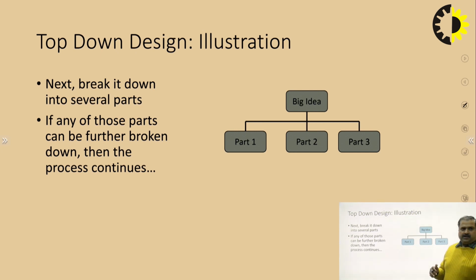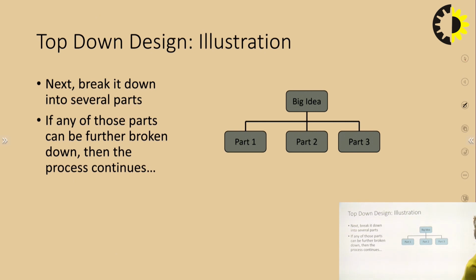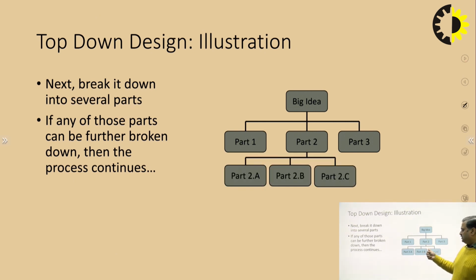If there is a possibility that we can again break them into smaller parts, then we can do this. So we will break these parts into even smaller parts, like part 2 is further broken into part 2.A, part 2.B and part 2.C. For example, if I want to make a library management system, and the big idea is the library management system, then we need to divide it into different sections, like management of the reading section in the library, the reference section in the library, and the issue return section in the library.